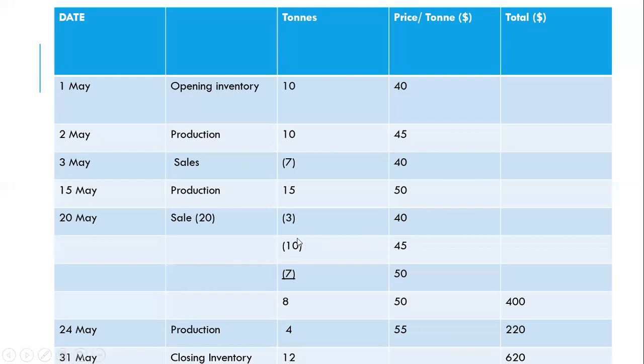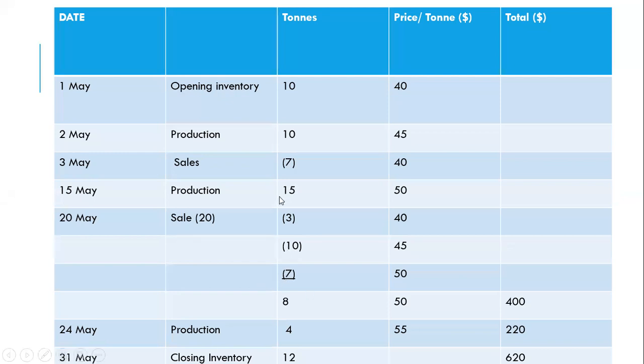So we have 17 more. Now, the second batch on 2nd May, we have 10 tons. So we can take out the entire 10 tons of the second batch and value it at $45 per ton. So 3 plus 10, that's 13, for us to be able to move the 20 tons out of our warehouse or storehouse, wherever we are keeping those items. That means we need 7 more.